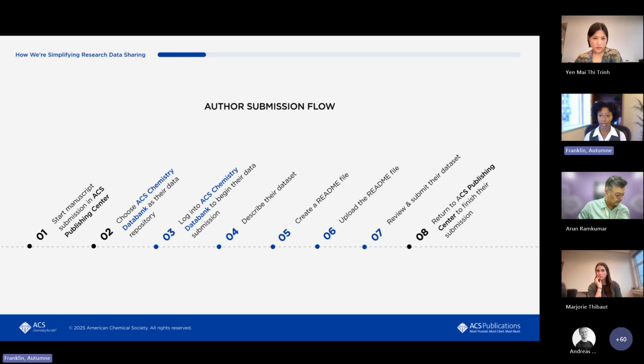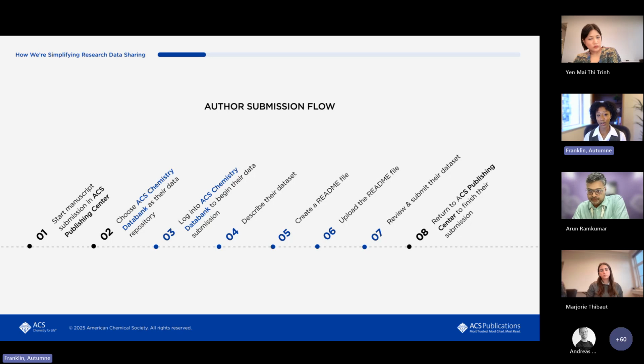So first they start by beginning a manuscript submission in our ACS Publishing Center. And then one of the questions in their submission form is whether they'd like to submit their primary research data along with their manuscript. And if folks do decide to opt into that and submit, they need to leave the Publishing Center and go to the Chemistry Data Bank to make their submission and then go through the steps that are there, which are describing their data set, creating a README file, uploading that README file, reviewing and submitting their data set, and then go back to the Publishing Center to finish their submission.